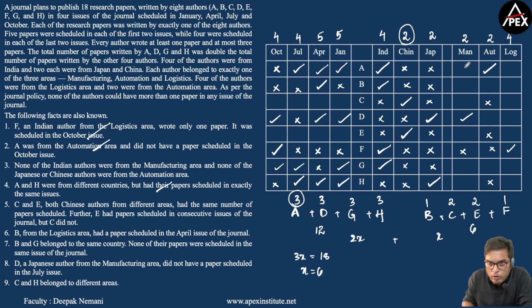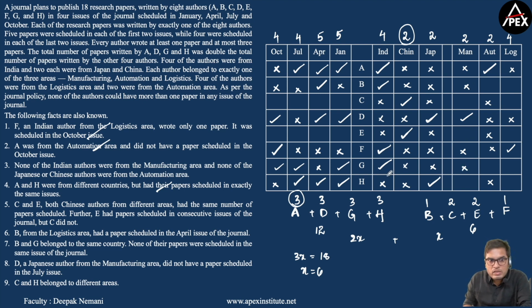Now if A is from automation, A is not from manufacturing nor logistics. Similarly, D is not from automation nor logistics, right? Now C and H belong to different areas. Now coming to third statement, none of the Indian authors were from manufacturing area. So who are from India? B. So B is not from manufacturing area, F is not from manufacturing and G is also not from manufacturing area.